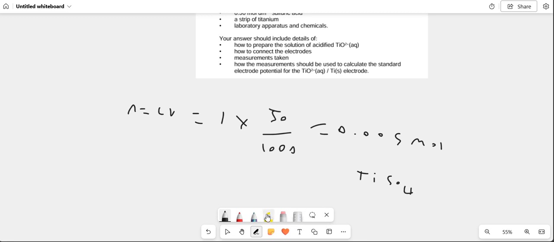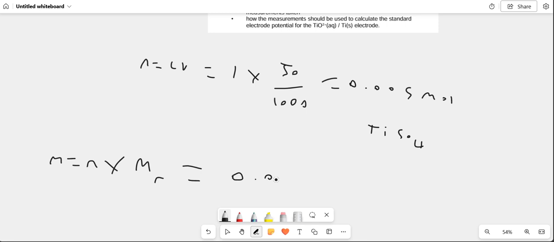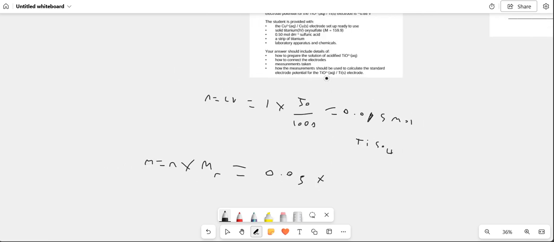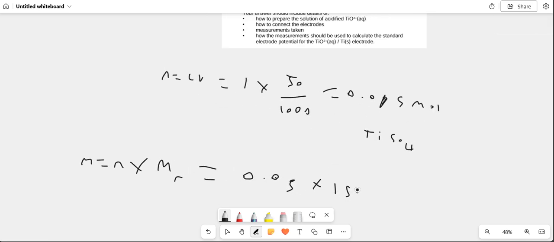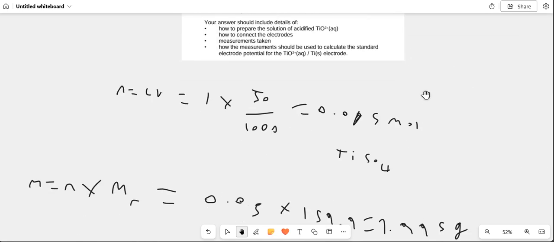And now, obviously, mass is equal to n times Mr, yeah? If mass is equal to n times Mr, that means it's going to be moles, which is 0.05. That's what we just found. 0.05 moles times the Mr, which it gives you in the question, is 159.9, yeah? That's going to give you a mass of 7.995 grams, yeah? So that's in the question over here. It gives you the Mr, yeah? Alright, safe.